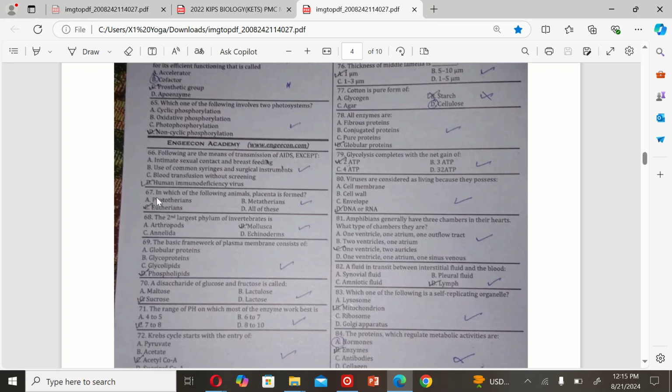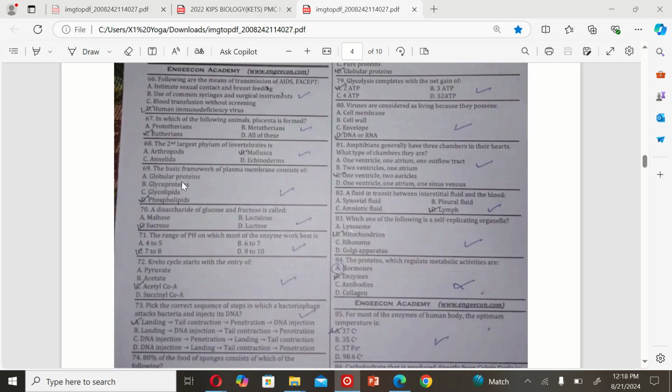The next MCQ is: in which of the following animals is the placenta formed? A. Prototherians, B. Metatherians, C. Eutherians, and D. All of these. So the correct option is B.